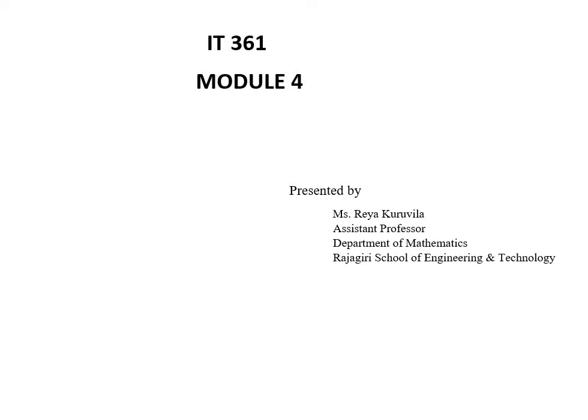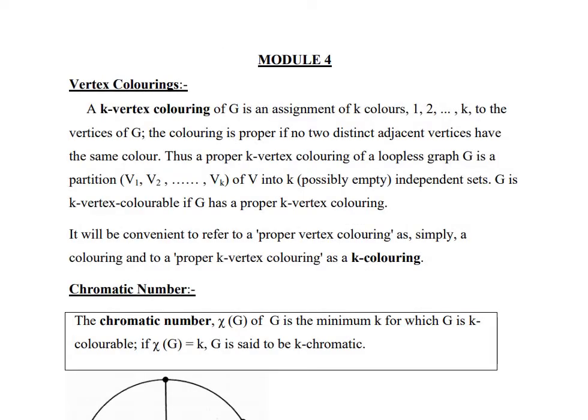IT361 Module 4. In this module, first we are going to discuss vertex colorings. A k-vertex coloring of a graph G is an assignment of k colors 1, 2, up to k to the vertices of G. The coloring is proper if no two adjacent vertices have the same color. Thus, a proper k-vertex coloring of a loopless graph G is a partition V1, V2, etc., Vk of the vertex set V into k possibly empty independent sets.